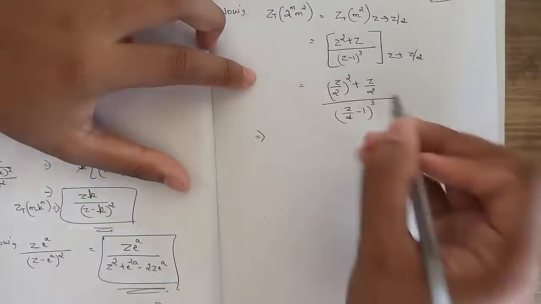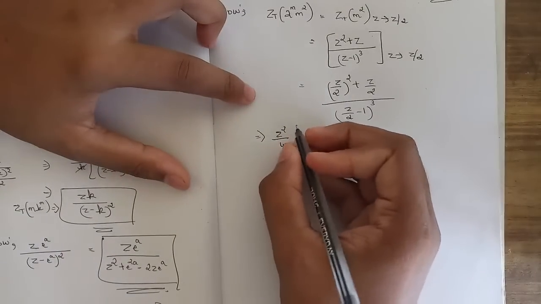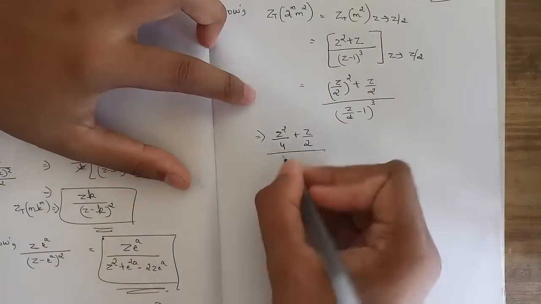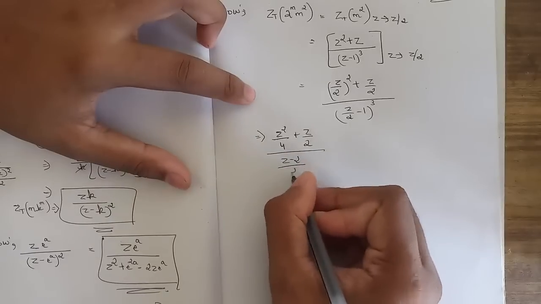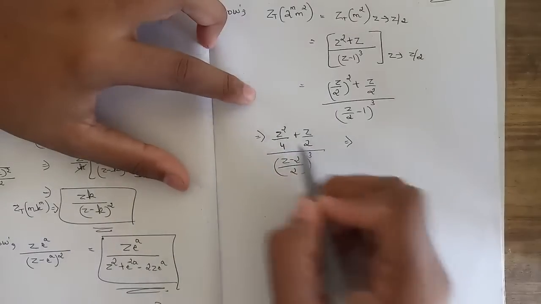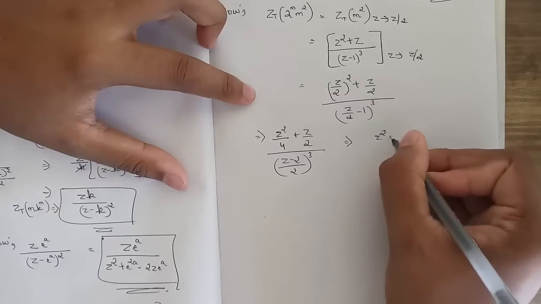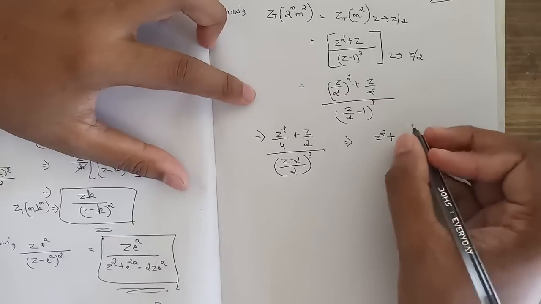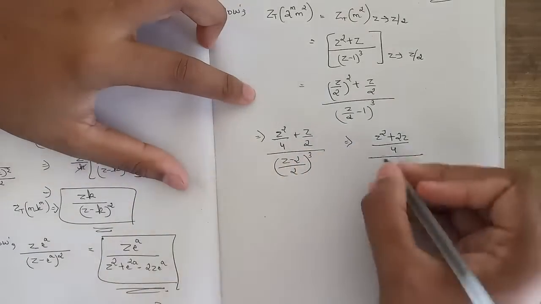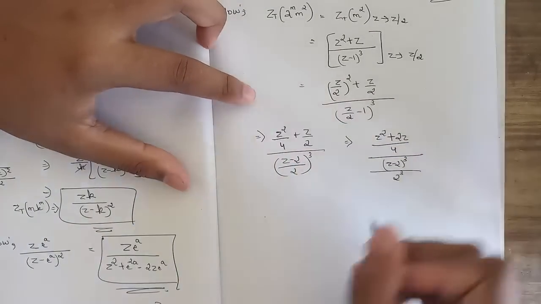So now let's take this square term. So this becomes z square by 4 plus z by 2 divided by, let's take the LCM, z minus 2 by 2 whole cube. Now again apply the LCM in the numerator. So this becomes z square plus 2z by 4 divided by, split the powers, z minus 2 the whole cube divided by 2 cube.